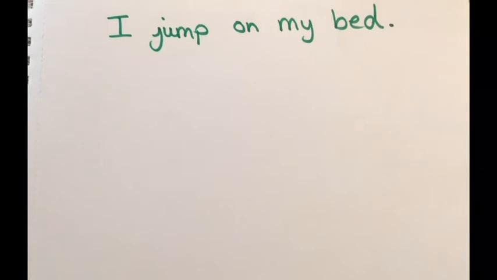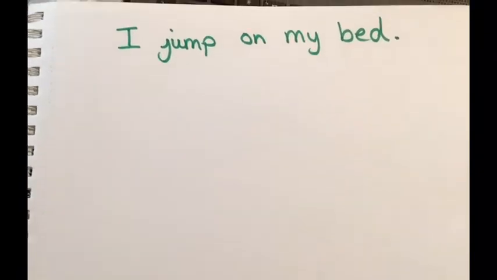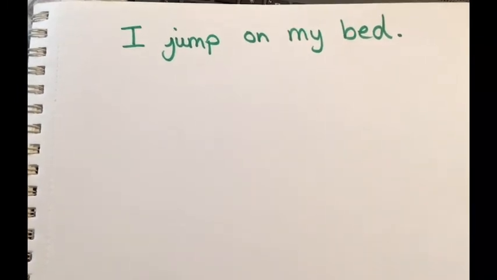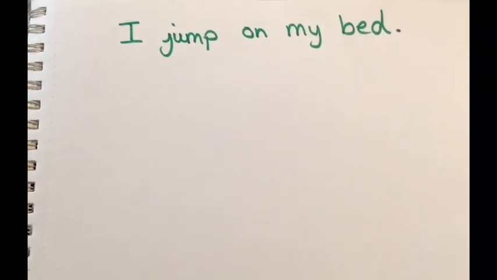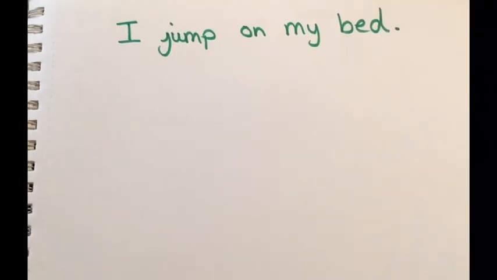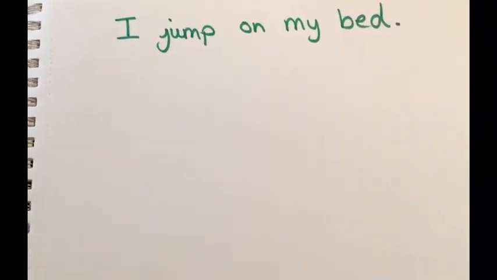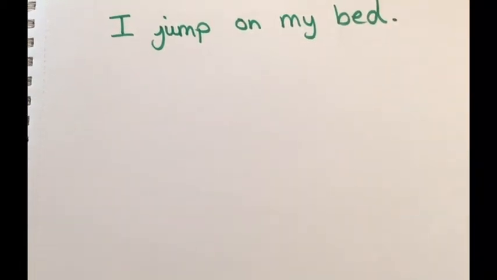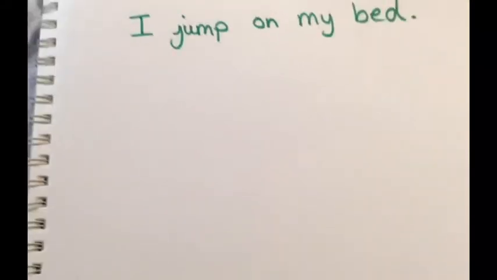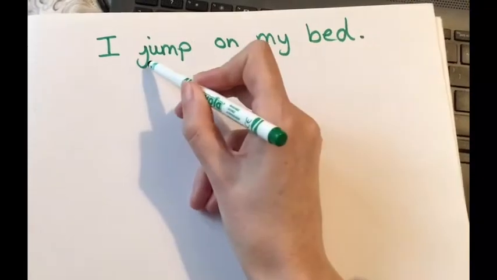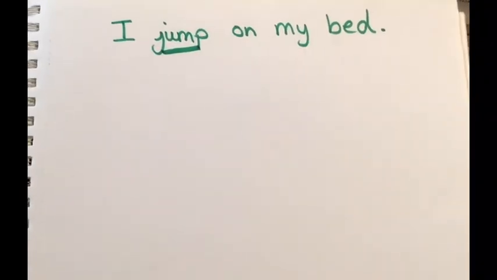Have a look at my sentence. I jump on my bed. How can we tell whether this sentence is written in the past or the present tense? Now there's one big clue. There's one word in this sentence which gives it away. Which word do you think that is? The word is jump. What type of word is jump, do you think? Jump's a verb, it's a doing word.